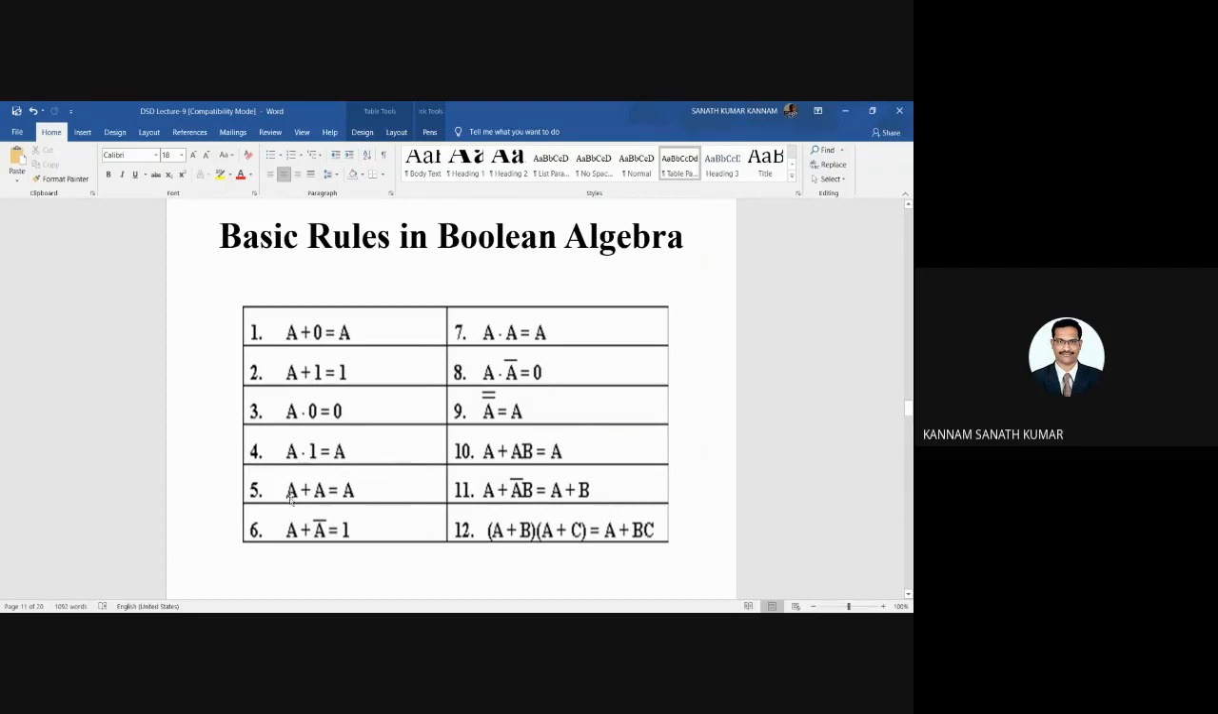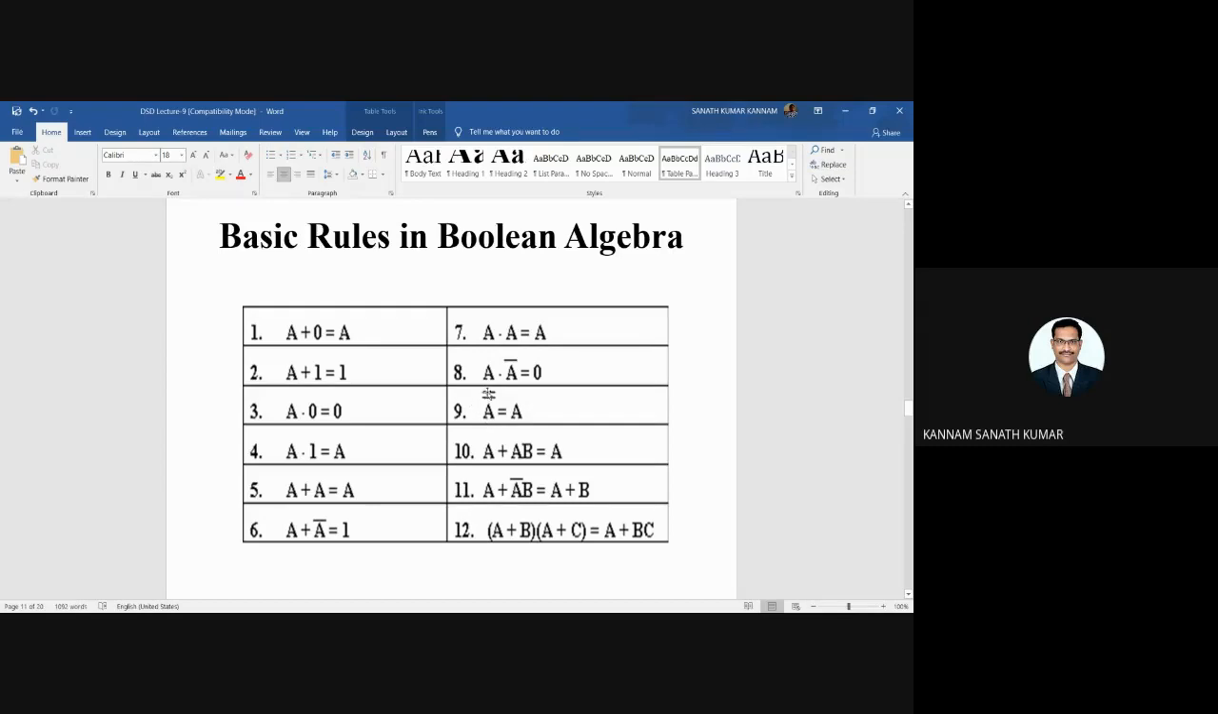A plus A: when you add the same inputs, you get the input itself. A plus A equals A. A plus A bar equals what? 1. When you add an input and the complement of the same input, you get output 1. A into A is how much? A. When you multiply two same inputs, you get the input itself. A into A bar equals what? 0. When you multiply an input with the complement of that same input, you get output 0.